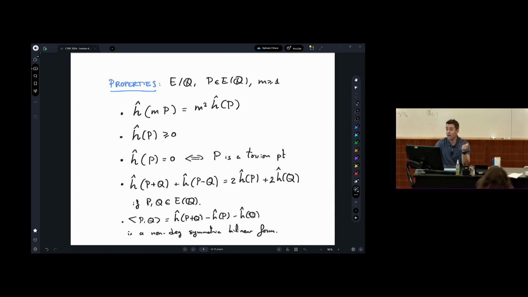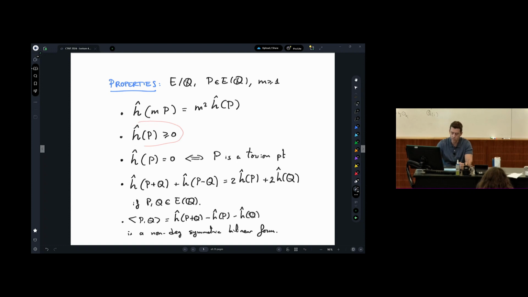The naive height has this up to a constant. So there's a constant that works for all the points. It's approximately this. So there's some small error with the naive height, that for the canonical height, that error becomes 0, and you get exact formulas like this.